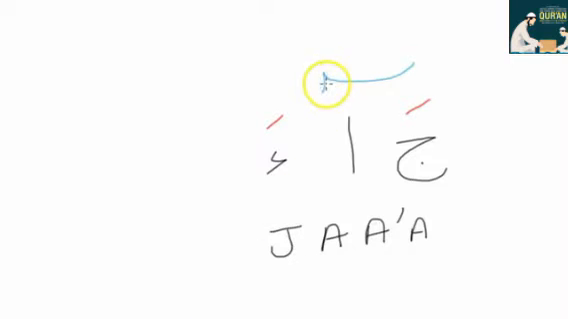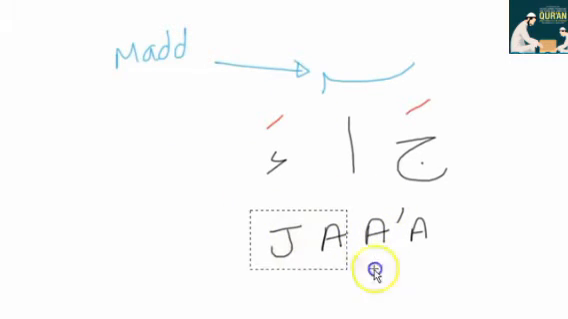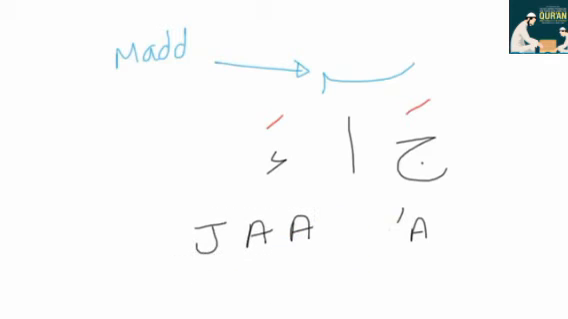Now in today's lesson we're going to be talking about this shape here. This is known as a mad. This basically stretches the sound that comes before it. Because the Ja comes before it, you're going to stretch it now. Say it with me: Jaa.